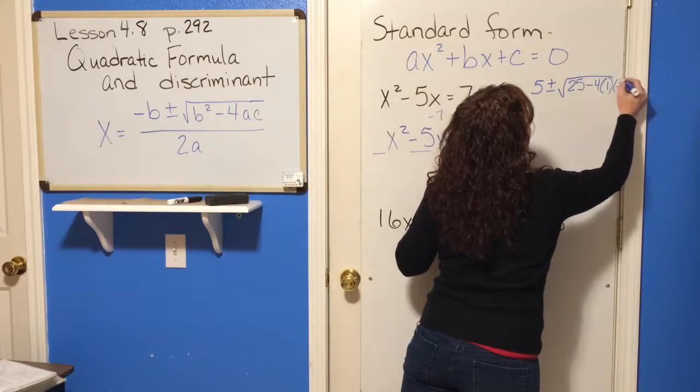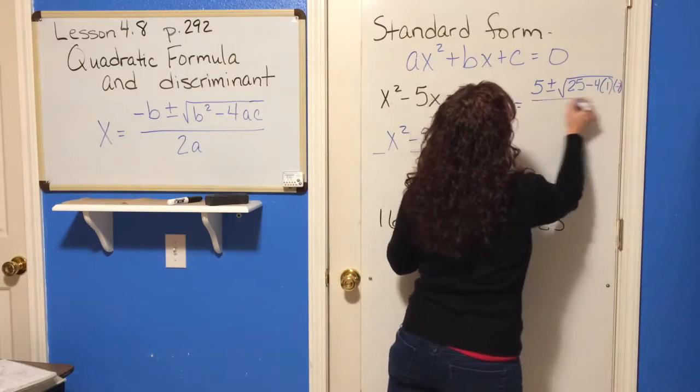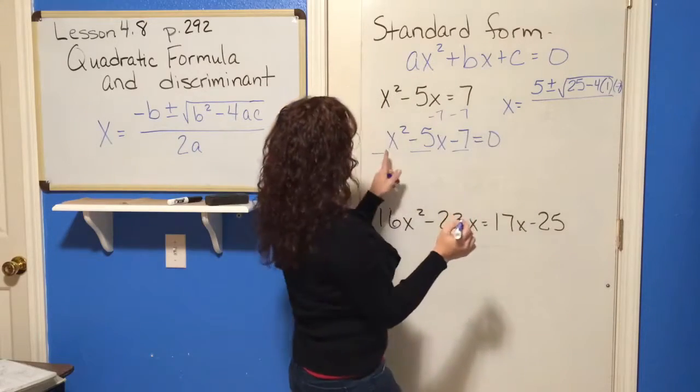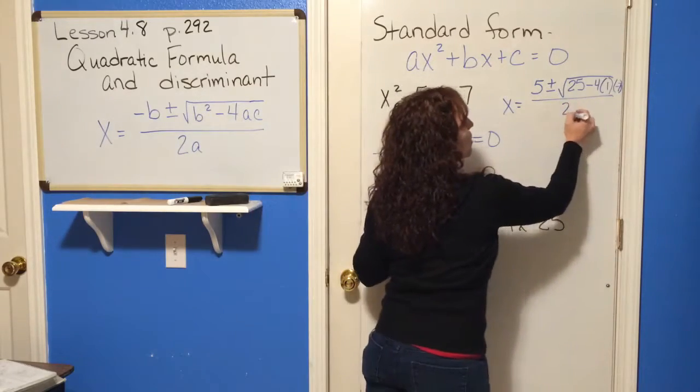Oh man, I'm at the end of my board. Hopefully you can see that. All over 2a. So 2 times 1 is just 2.